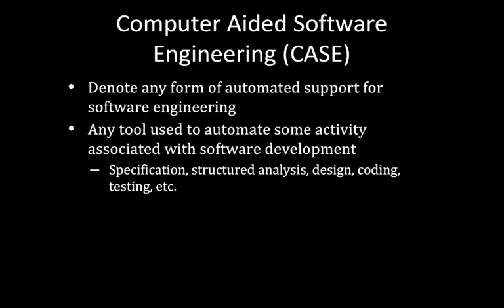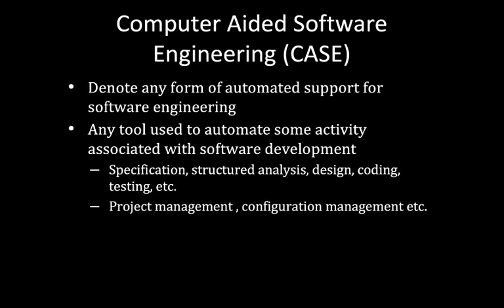So there are many CASE tools. It can be any phase tools. For example, if we are using some tools for specification or for structured analysis or for design, coding, testing, everywhere we might be using some tools to automate the process, then those tools are known as computer aided software engineering tools. Or in some cases, there may be some non phase activities like project management, configuration management. All these management things are non phase activities. So, if we are using some tools for that, then those tools are also known as computer aided software engineering tools.